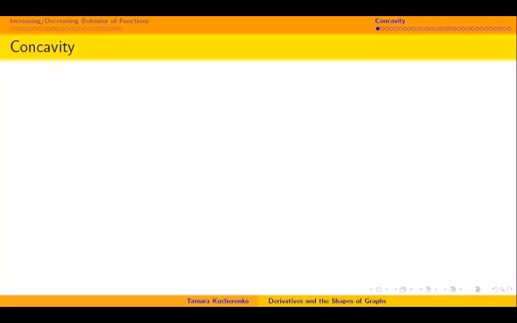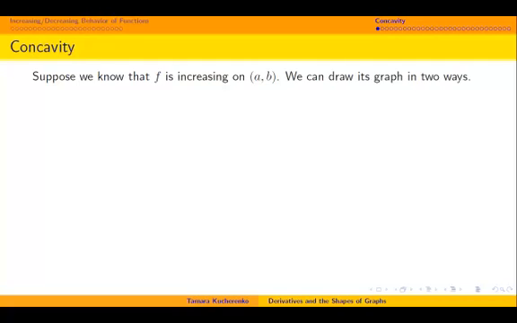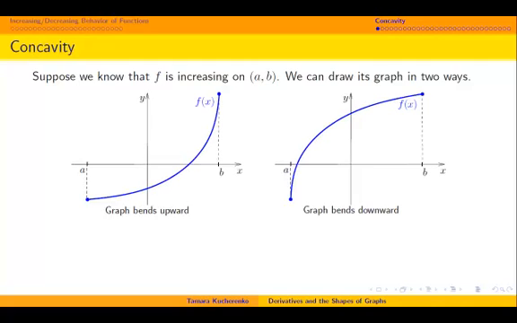Now we turn our attention to the second derivative and concavity of the functions. Suppose we know that f is increasing on interval AB. We can draw its graph in two different ways. In both cases, the function is increasing, but the graphs look different because they bend in different directions. The graph on the left bends upward. The graph on the right bends downward.